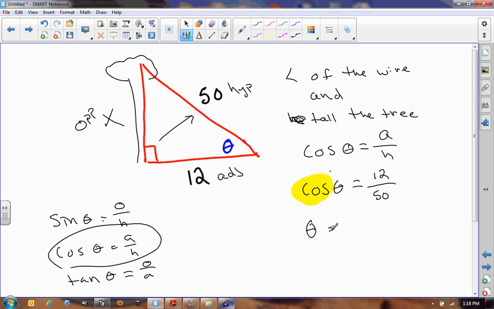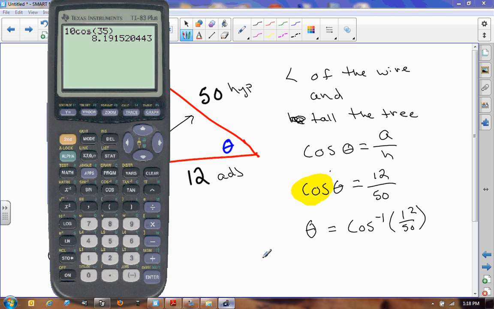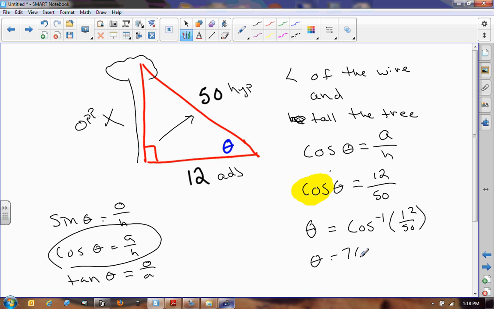So theta is the undo of cosine when it's 12 over 50. And it's because I've got to get this theta by itself. You've got to pry it apart. Algebra is about working things backwards. How do I undo the word cosine? You do a second cosine. Second cosine is undo cosine. There it is, when it's 12 divided by 50. Again, I'm in degree mode, so we're talking about an angle of 76 degrees. 76.11.